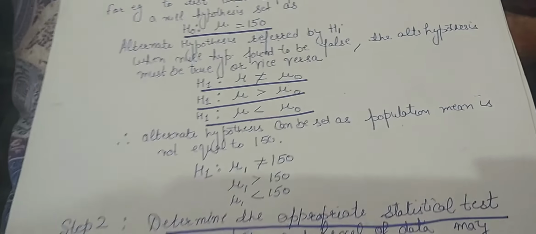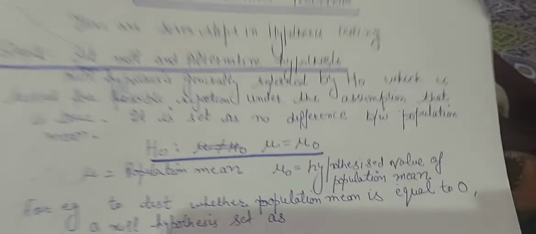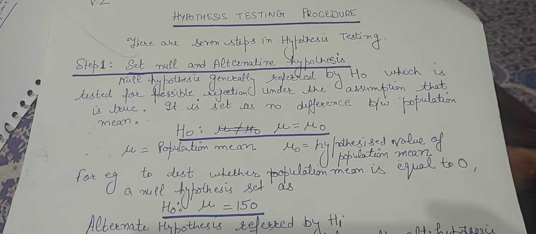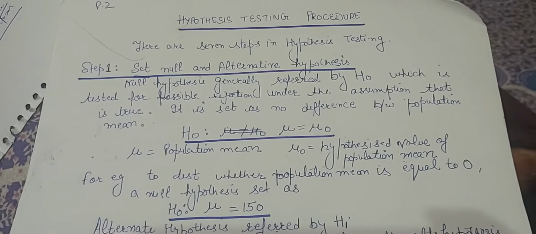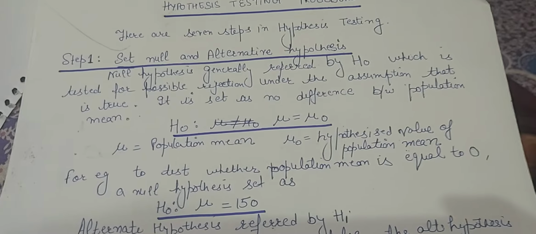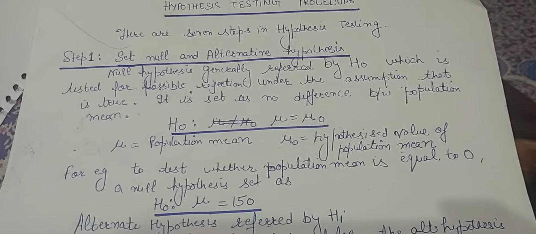Now come to the second thing, the hypothesis testing procedure. There are basically 7 steps in hypothesis testing. We start from the first step. The very first step is to set the null and alternative hypothesis.